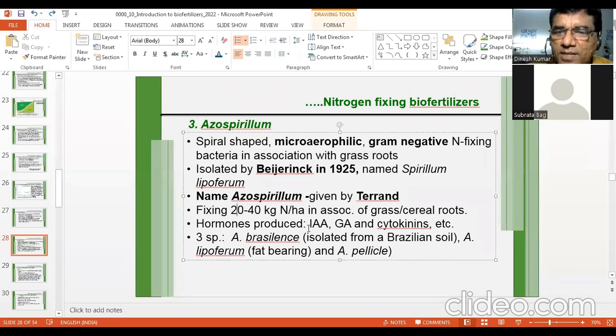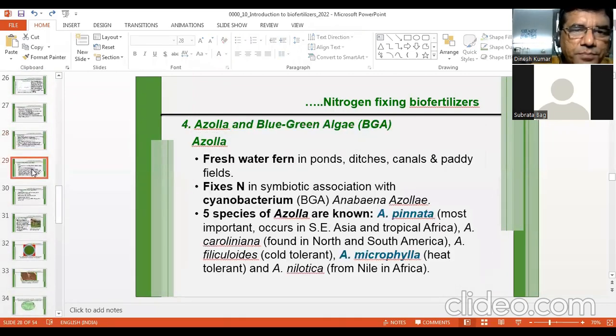Hormones are indole acetic acid, gibberellic acid, cytokinins. And three species are there. One is Azospirillum brasilense. It was isolated from Brazilian soil, therefore the name came: Azospirillum brasilense and Azospirillum lipoferum. Lipoferum is because it is fat bearing. And the third species is Azospirillum amazonense. So three species are there.